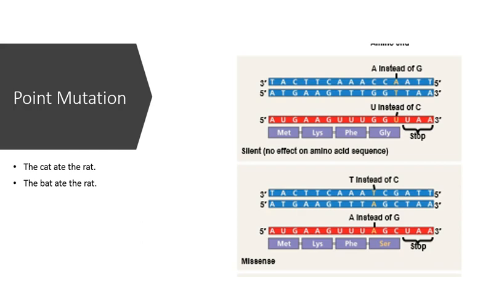Remember, a point mutation happens at one point in the DNA molecule, which makes a change at one point in the mRNA molecule, and then can change one base or possibly no bases. So if I look at the sentence above, the cat ate the rat, I could change one letter in this sentence and it would end up the bat ate the rat.